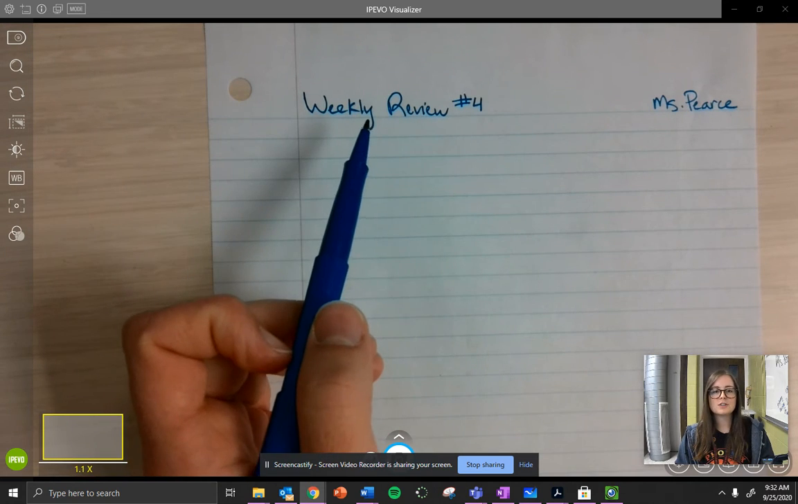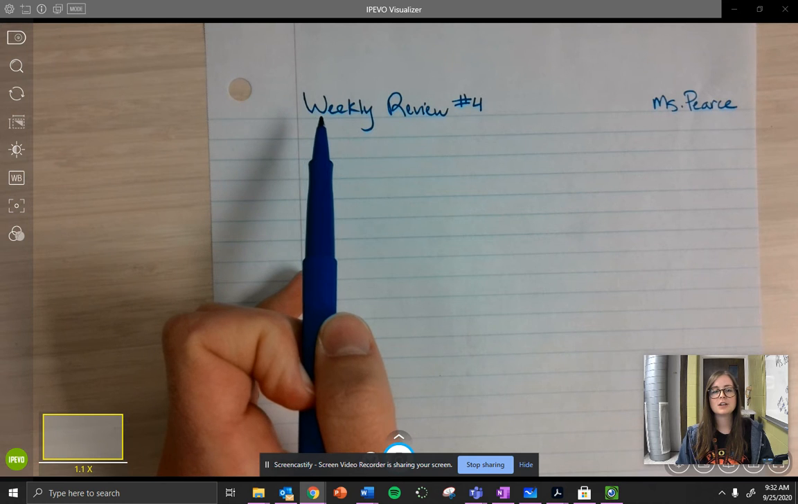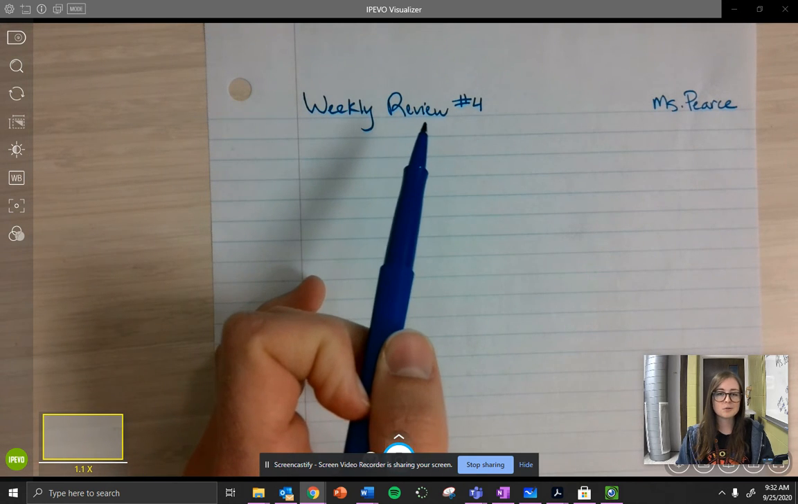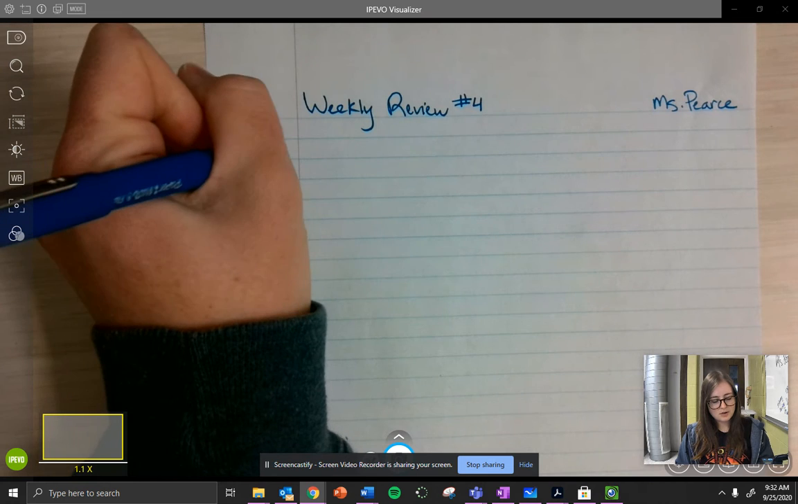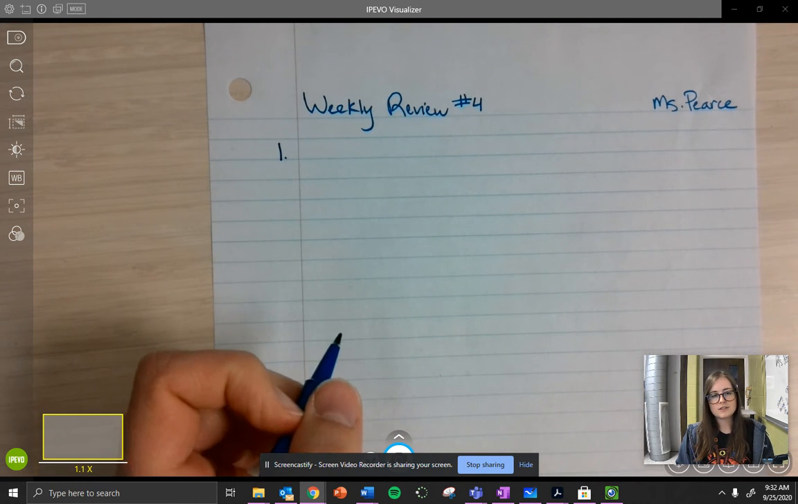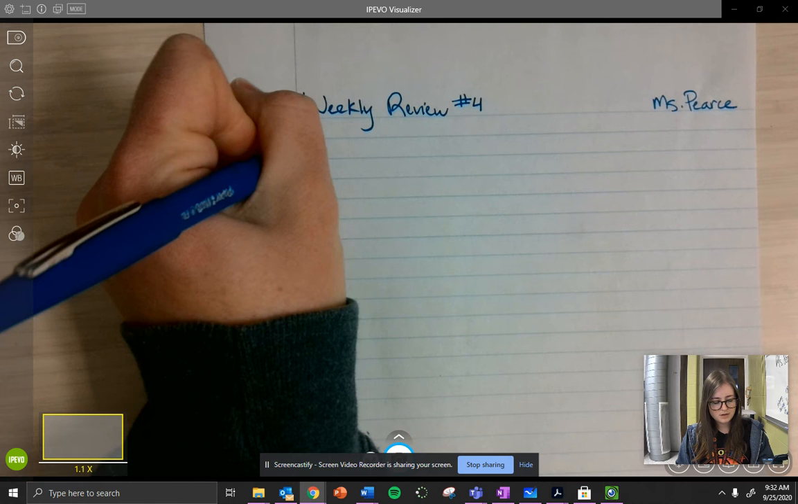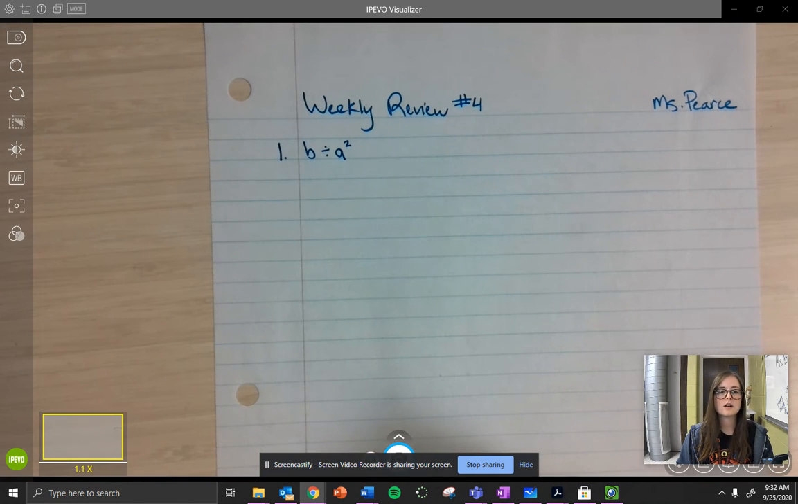The first thing we want to do before we even get to number 1 is make sure that our paper is set up. Here I have the assignment name, weekly review number 4, and my name, Miss Pierce. I'm going to go ahead and write number 1, and the first thing I want to do is copy down the problem that I see on the document. So it is b divided by a raised to the second power, or a squared.